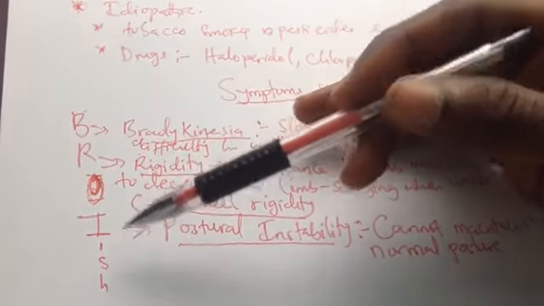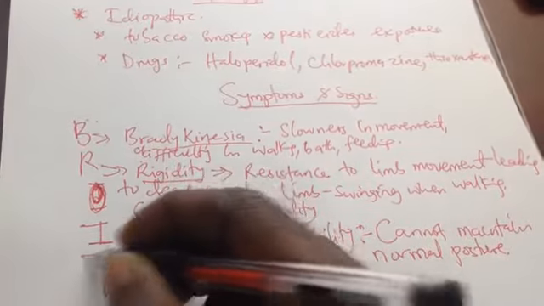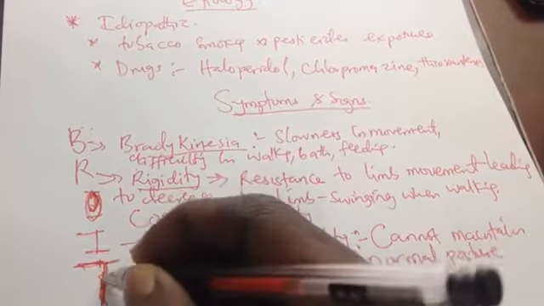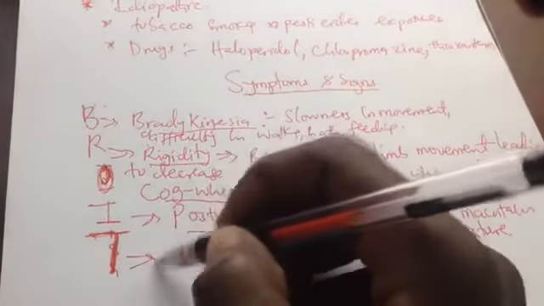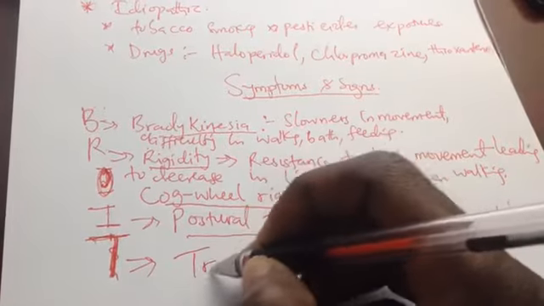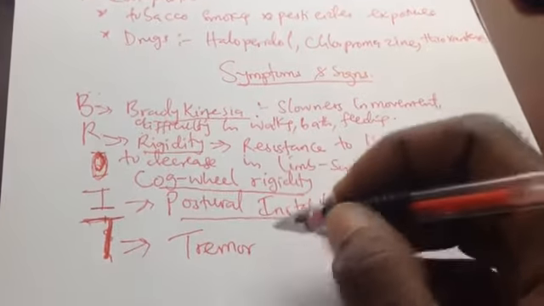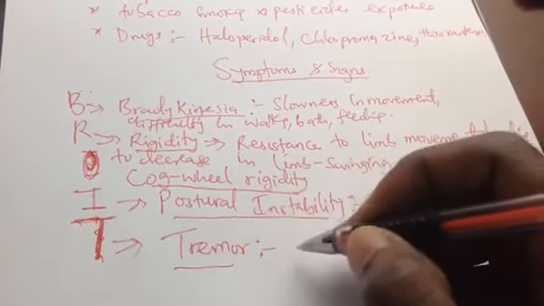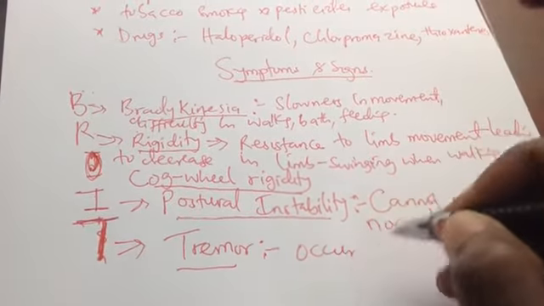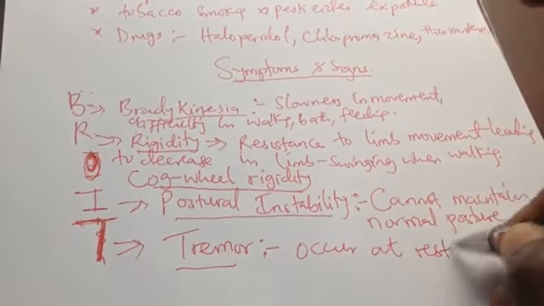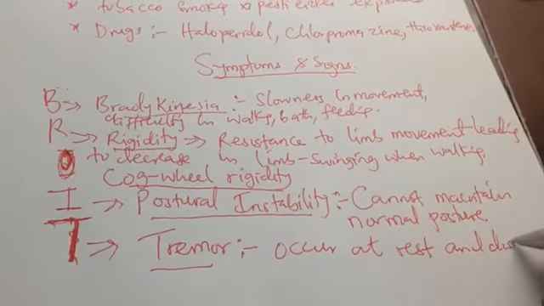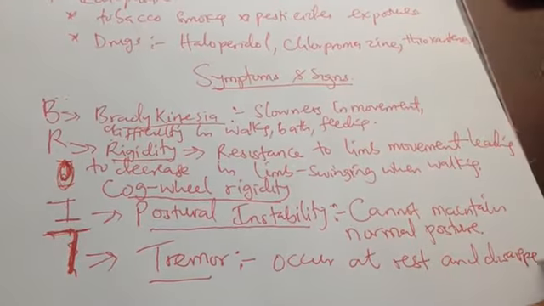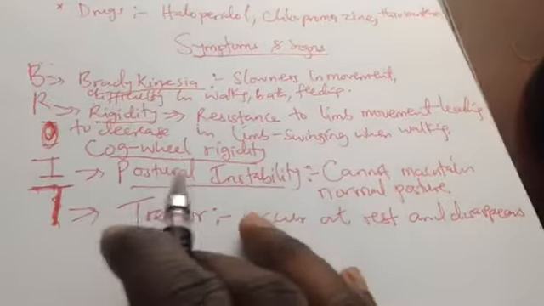Then we have T, which is supposed to be here. This is the BRITISH. Forget about the ISH. T means tremor. Tremor means shaking of the hands. This tremor mostly occurs at rest and then disappears with movement.